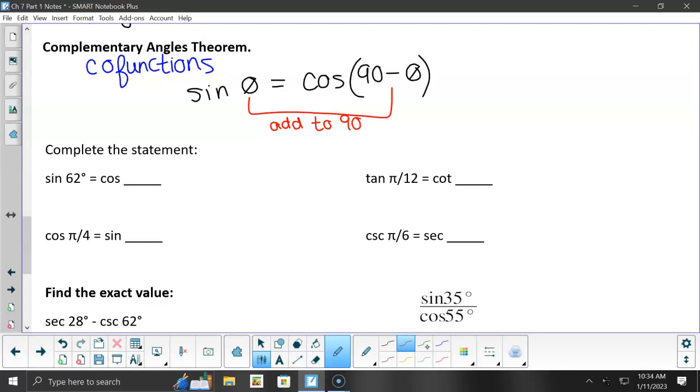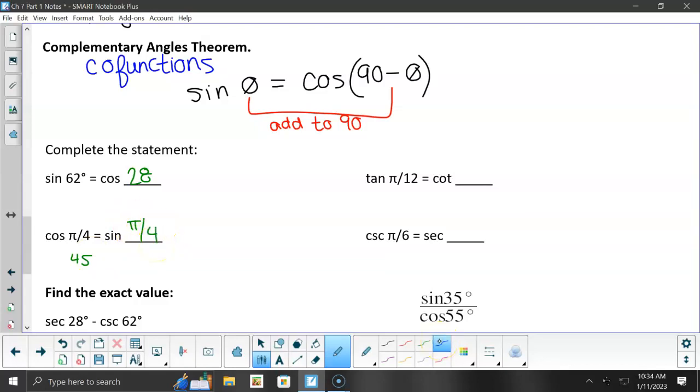All right, ready? So, cofunctions, upper right-hand corner, sine matches up with cosine. So if I have sine of 62, what do I need to have for the cosine? 28, yep. Need them to equal 90. That's it. All right. Cosine of pi over 4. Remember, this is 45 degrees. So sine should also be 45 degrees, so it's going to be sine of pi over 4.